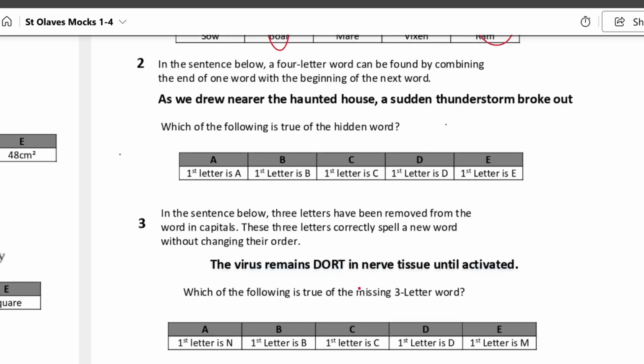For question 2, the 4-letter word is found over here in dent. So what is true of the following word? The first letter is D.